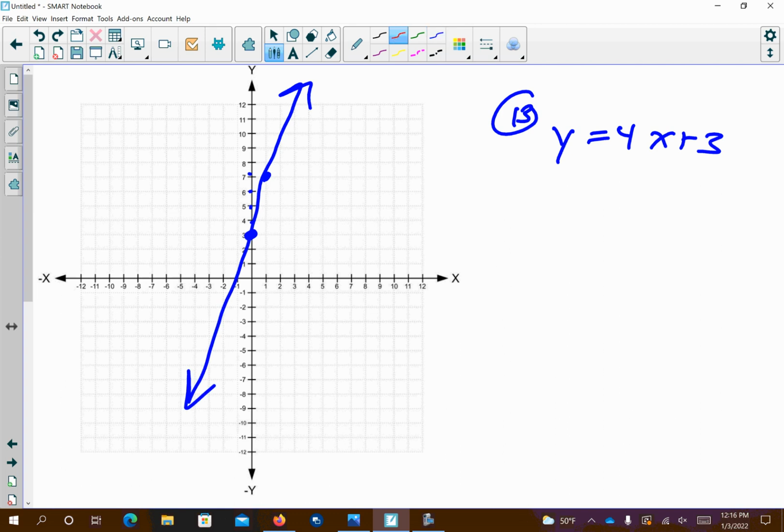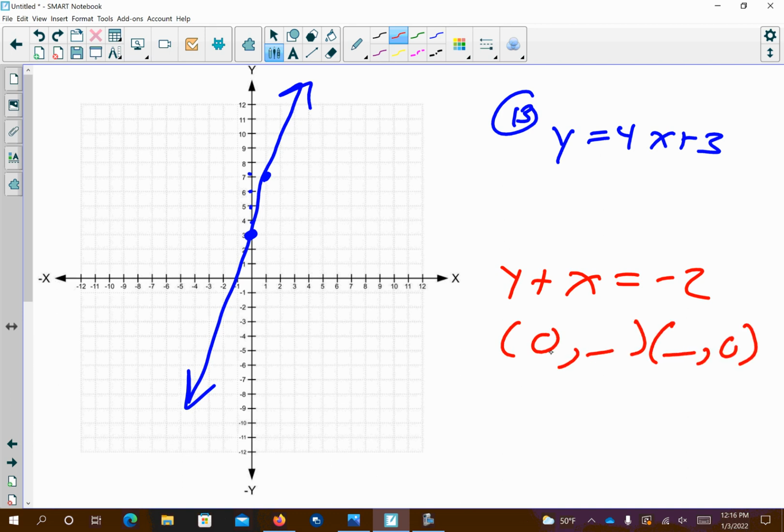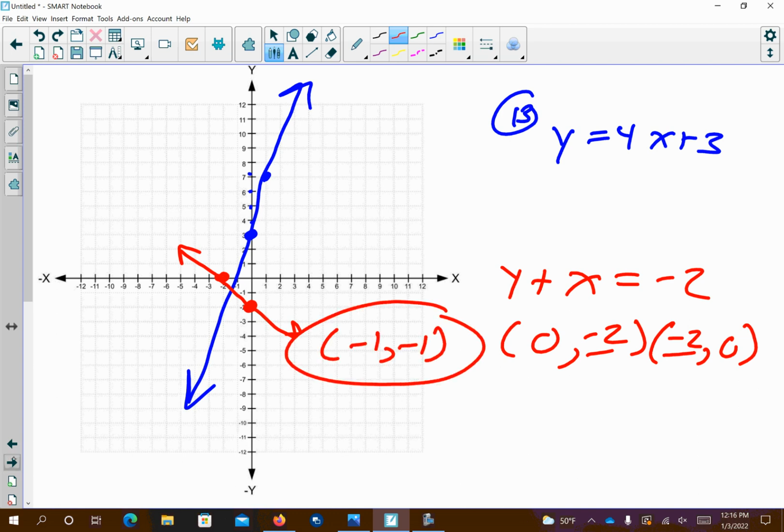And we're going to do this one, y plus x equals negative 2. So cover method on this one. Cover up the x, so I get negative 2, so 0, negative 2 is down here. And then negative 2, 0 is here. So it looks like it could be negative 1 comma negative 1 as a solution.